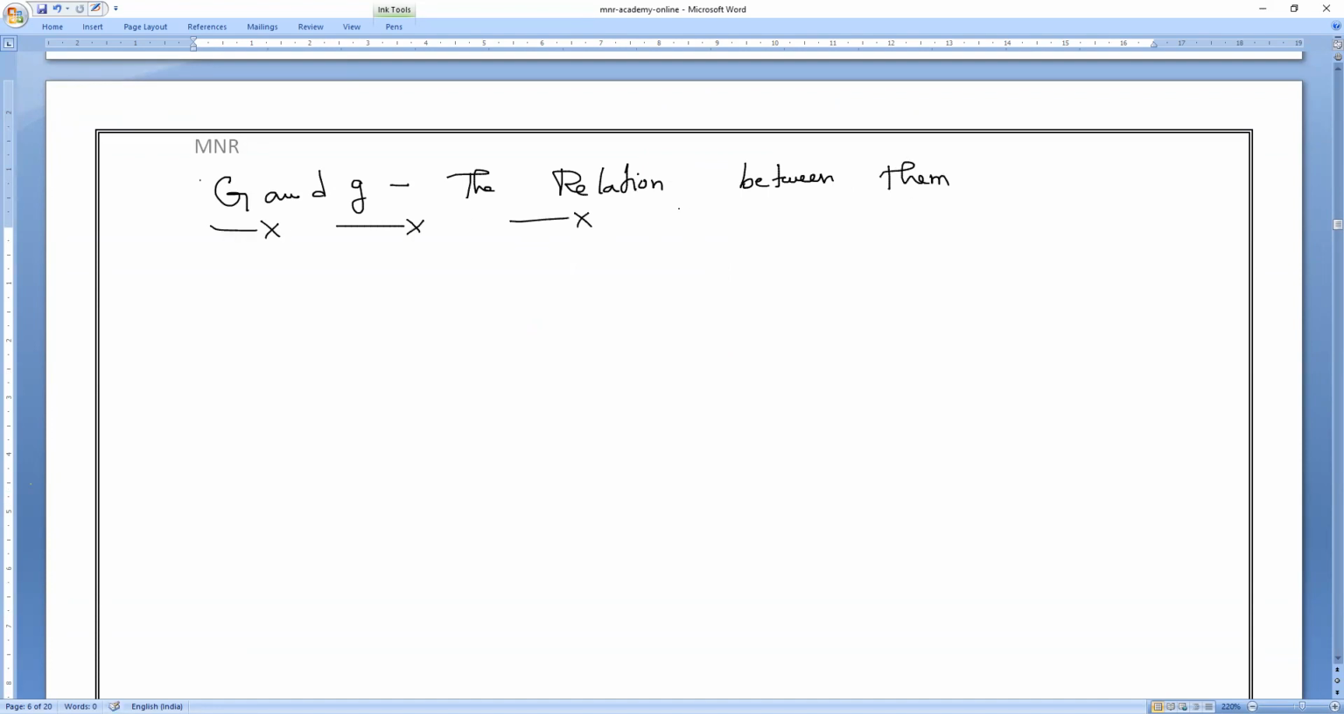So we all know what capital G is, everybody. What do you mean by capital G? Universal gravitational constant. Yes, capital G means universal gravitational constant. Small g means acceleration due to gravity. Yes, acceleration due to gravity. So now let us see what is the relation between them.